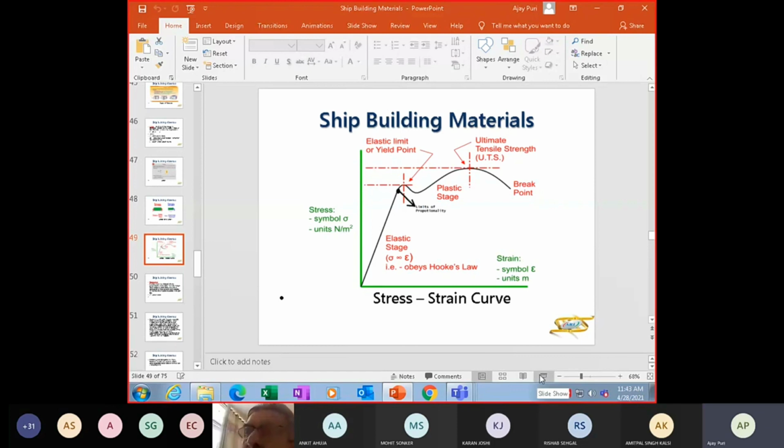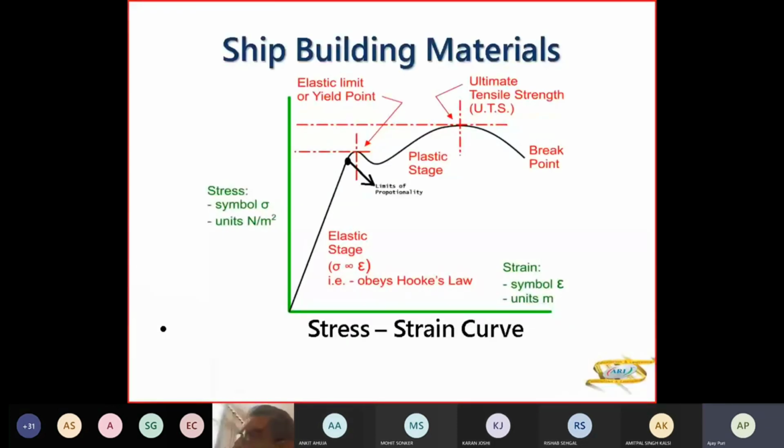So this is a typical stress strain graph curve which you have to draw when asked a question on stress and strain, and you have to explain each point on this. On the y-axis you have stress. Symbol is sigma, unit is Newton per meter square. Strain is epsilon. Basically, strain doesn't have any units. It is how much the material will be stretched, basically.